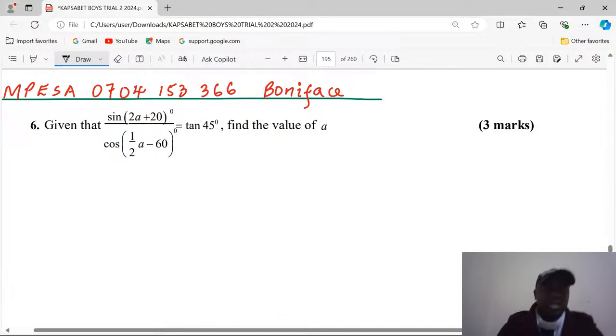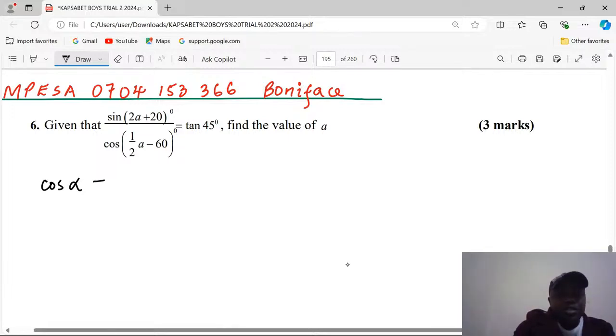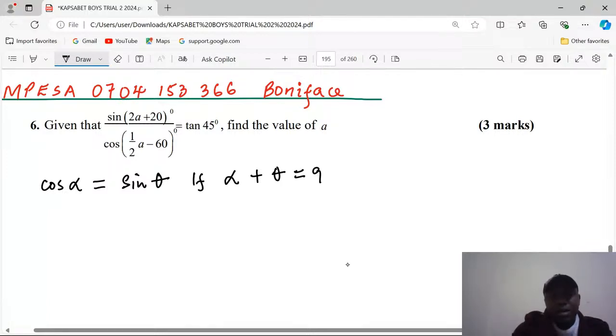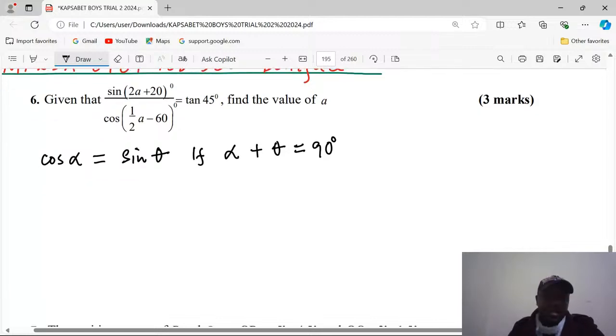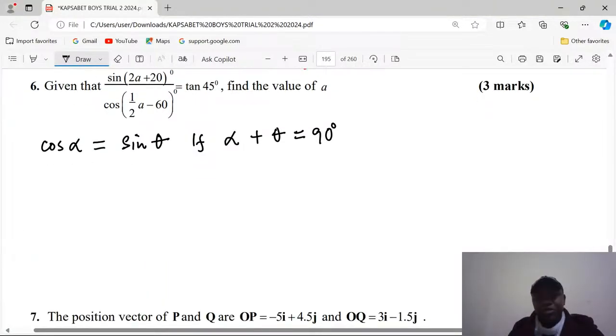Yeah, so we usually say that for two complementary angles, the cosine of one angle is usually equal to the sine of the other. This is for the case where alpha and beta are complementary. In simpler terms, they add up to 90 degrees. This setting can be twisted. It can be twisted severally.